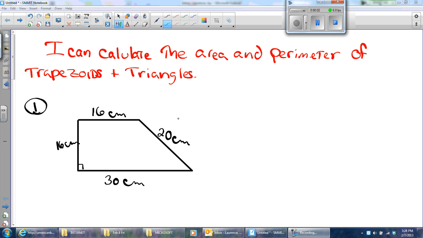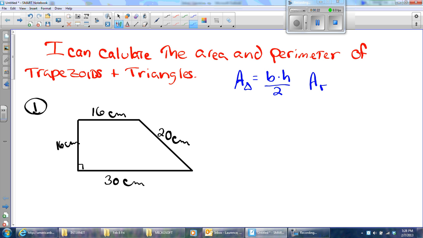Pre-algebra students, Mr. Lawrence here, and we are going to quickly calculate the area and perimeter of trapezoids and triangles. Remember that for a triangle, the area is found by multiplying the base times the height and then cutting the answer in half or dividing by 2. And the area of a trapezoid is found by averaging the bases and then multiplying by the height. Okay, and remember, base and height always make a right angle.